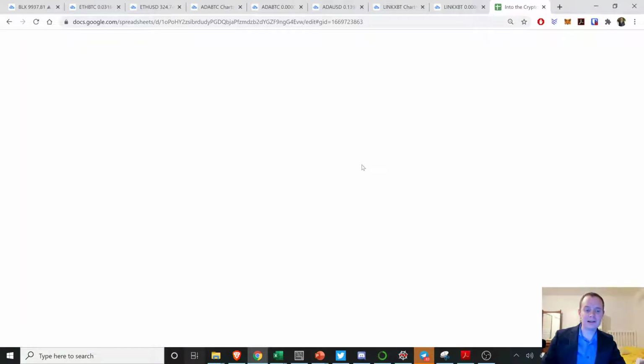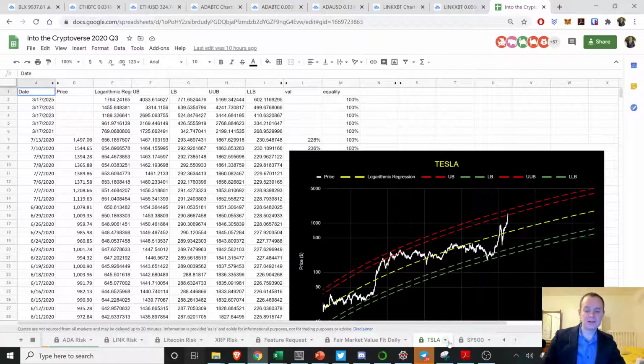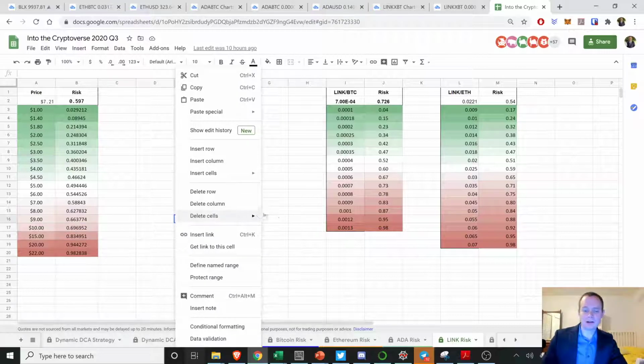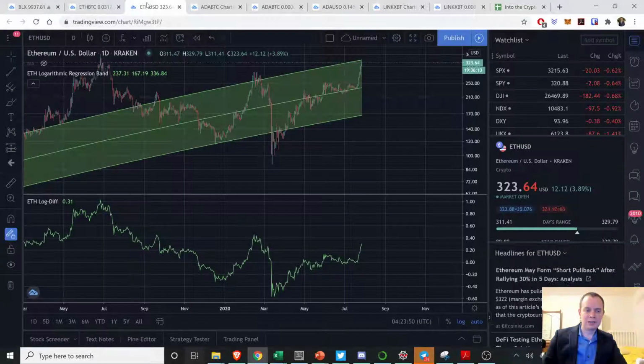$13 for Link. If you look at the Link risk, I don't actually have it on hand, but around $13 will get us to around a 0.75 risk level or so. So I'm looking at around $13 if it doesn't come back down in the meantime. I rambled on quite a bit. I just wanted to give my thoughts on the market.